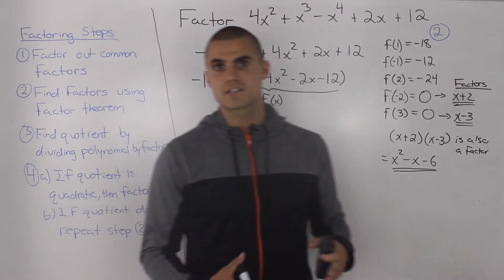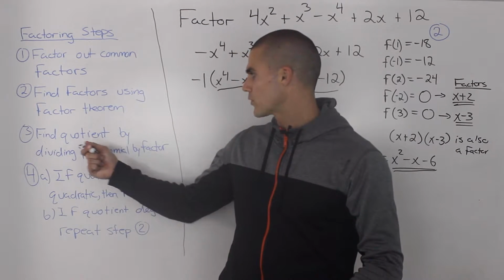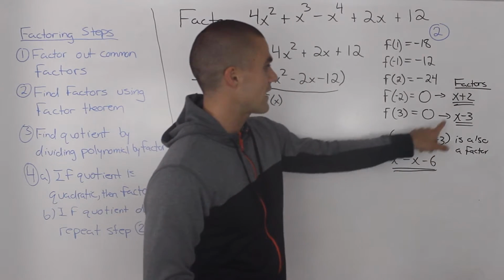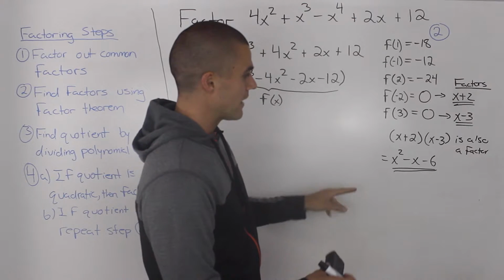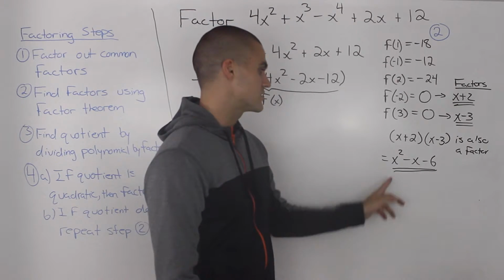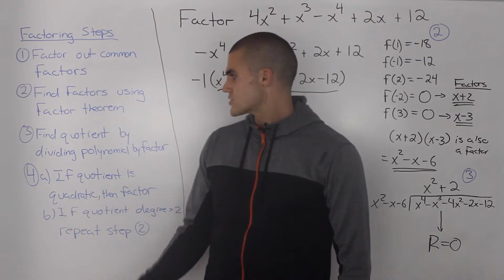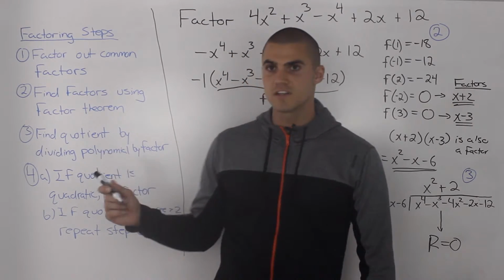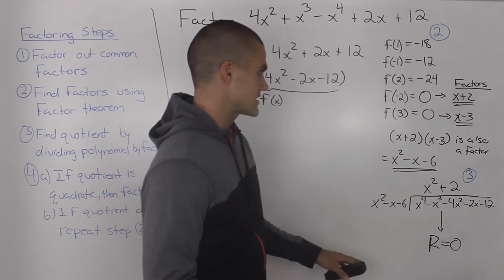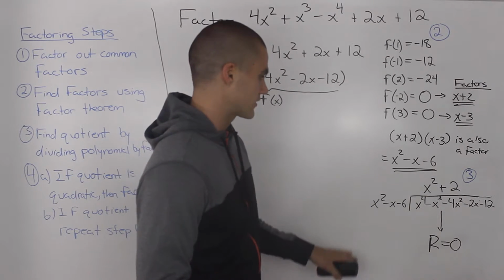So now when we go into step 3, when we're dividing the polynomial by a factor, we don't have to use each of these factors separately. We can combine them and divide this polynomial by this larger factor with a degree of 2. So moving on to step 3, we have to divide that polynomial by this factor x squared minus x minus 6, which is a combination of these two factors.